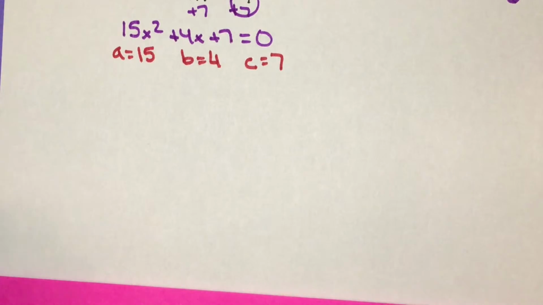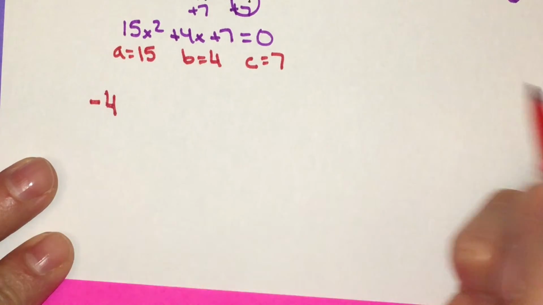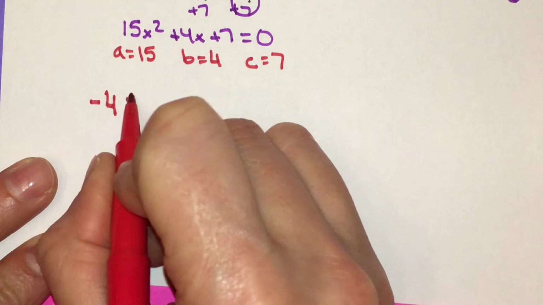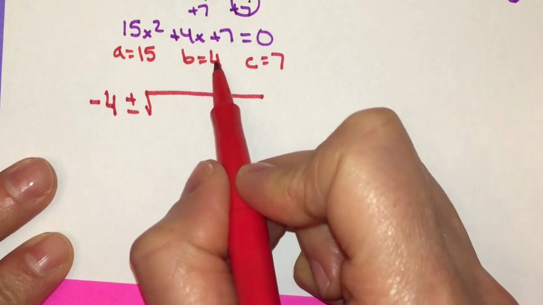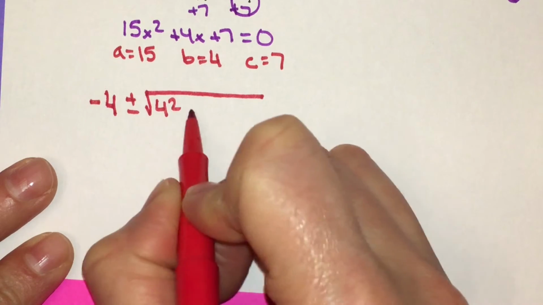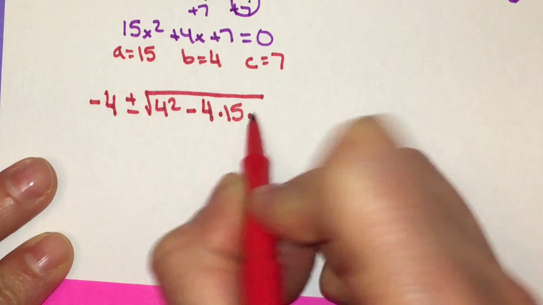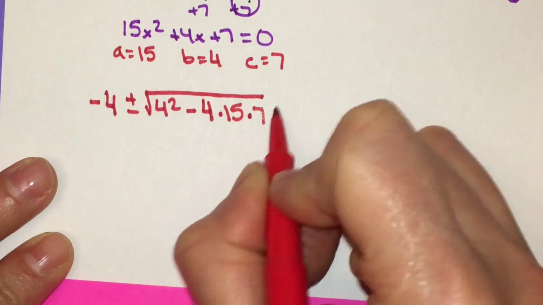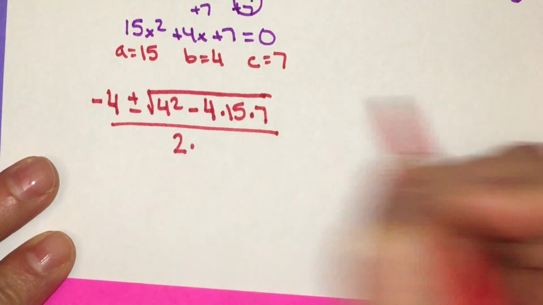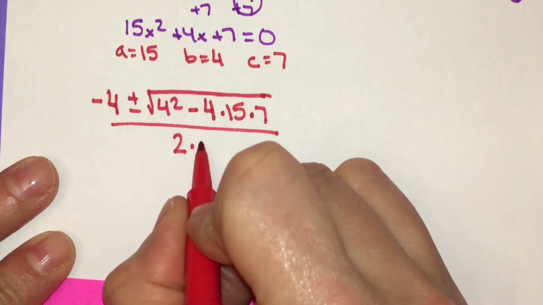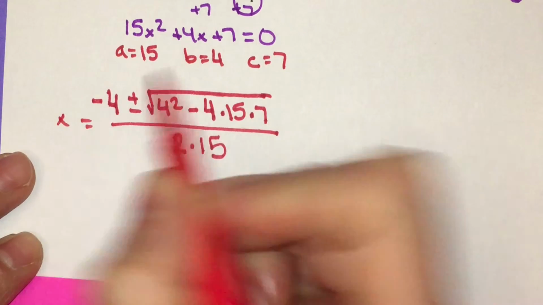So I'm going to plug it into the formula. Negative b value, which is 4, plus and minus the square root of b squared, so 4 squared, minus 4 times a, which is 15, times c, which is 7. All of this over 2 times my a value, which is 15. All right, this is what x equals.